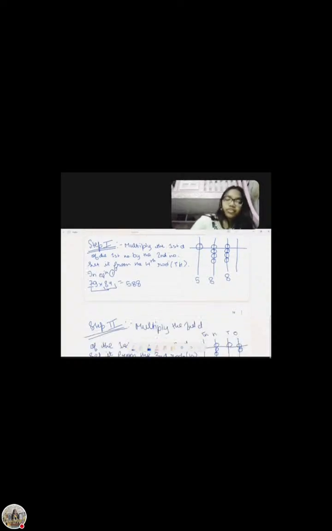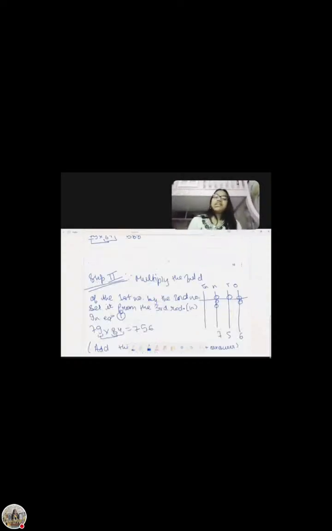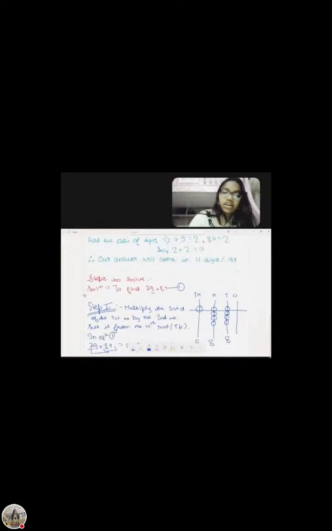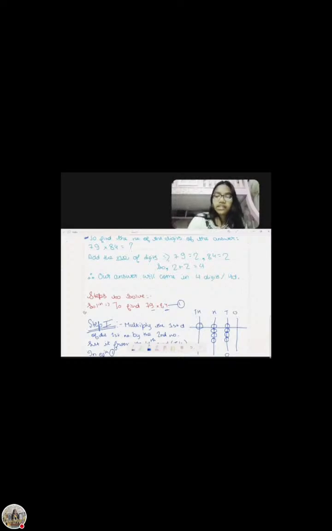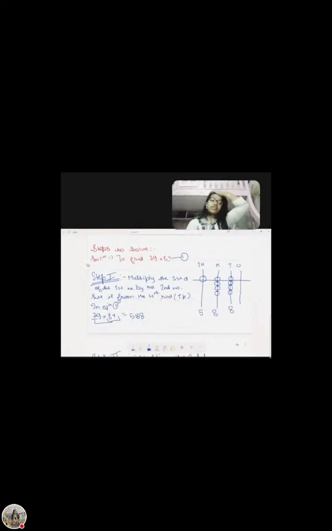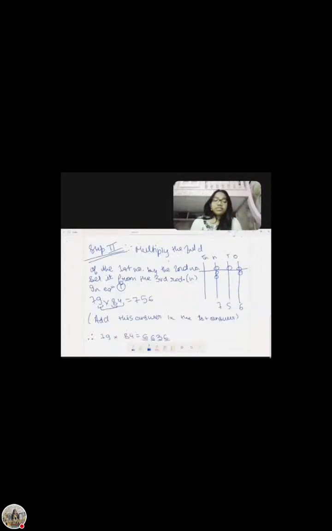So what is our step 2? Multiply the second digit of the first number. The second digit of the first number is 9 by the second number. The second number, not the second digit, the full whole 84. So 9 multiplied by 84 is how much? 756. So how did we get 756? From the method of 2-digit multiplied by 1 digit. 9 multiplied by 8 is 72, and 9 fours are 36. So 720 plus 36 is 756.